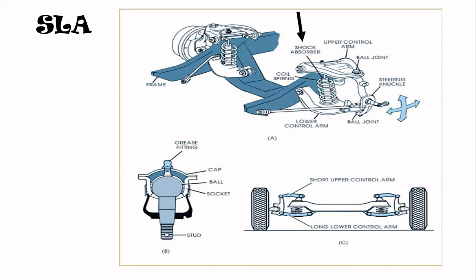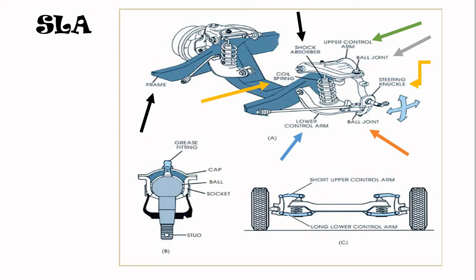We have the shock absorber, the upper control arm, the ball joint, the steering knuckle, the other ball joint, the lower control arm, and the coil spring. Also, we have the frame. Now, in a typical SLA system like the one shown, each wheel assembly is mounted on a spindle that is carried on a steering knuckle.